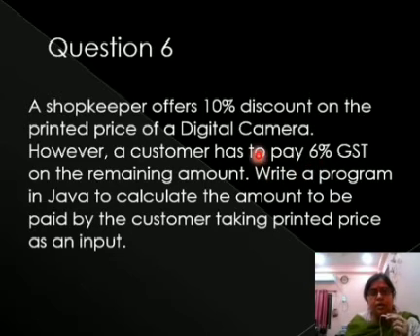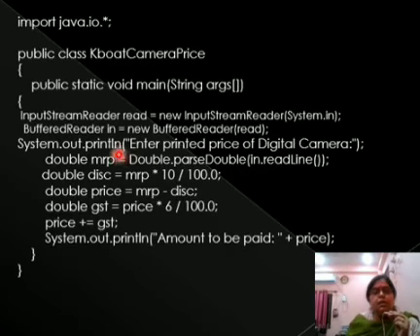Now the next question is there. A shopkeeper offers 10% discount on the printed price of a digital camera. However, the customer has to pay 6% GST on the remaining amount. Write a program in Java to calculate the amount to be paid by the customer, taking the printed price as an input. We have to take an input as the printed price, whatever the price has been printed on the camera.